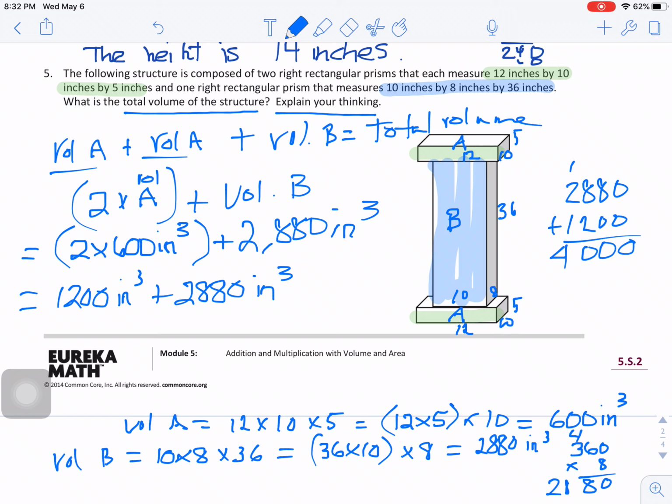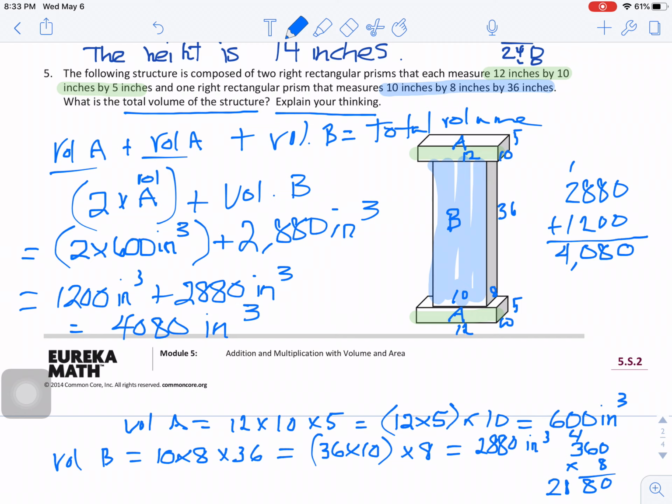Whoops, I made a mistake. How did I do that? I'm sure some of you are looking at this thinking, Mr. Gilman, that's not how you add. And you would be correct. So, try that again. 4,080. So we have a grand total of 4,080 inches cubed. And there you have it.